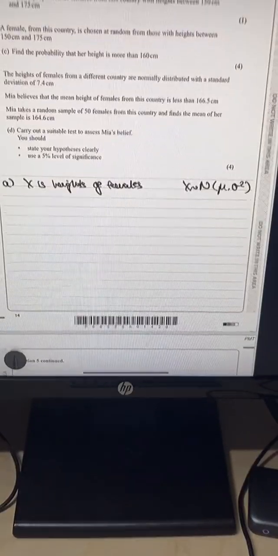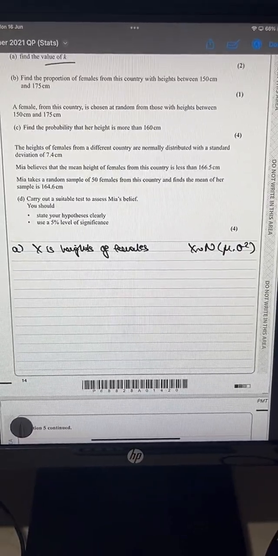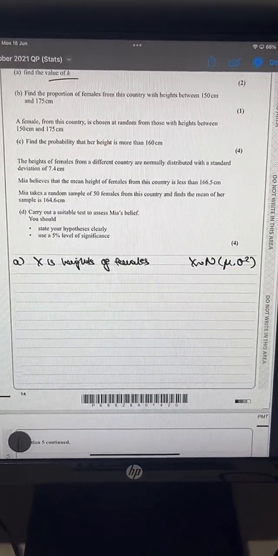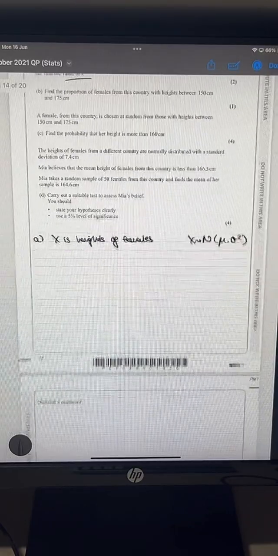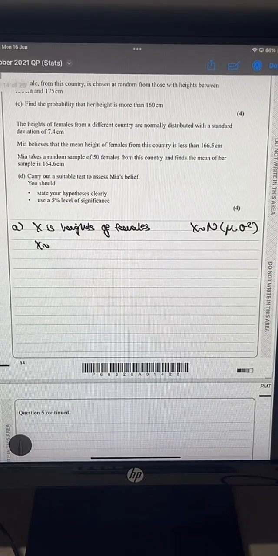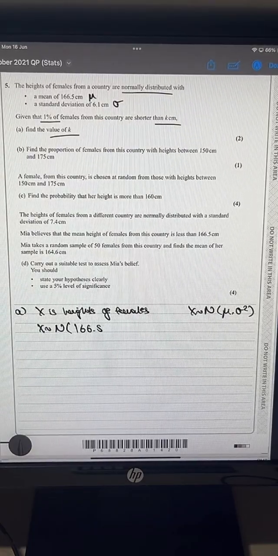And I apologize for the weird angle that my phone is at now. I'm going to try and keep it as straight as I can. There we go. Awesome. So X is going to be normally distributed with mean mu and variance sigma squared. So I know that X is normally distributed. What is my mean? They told me it is 166.5, and the variance would be 6.1 squared.